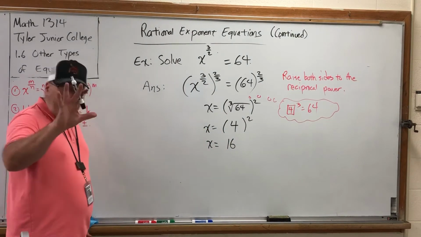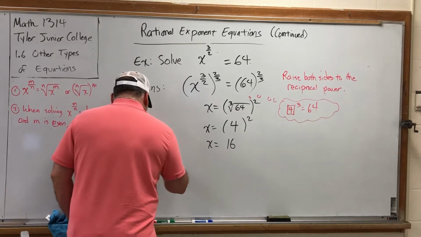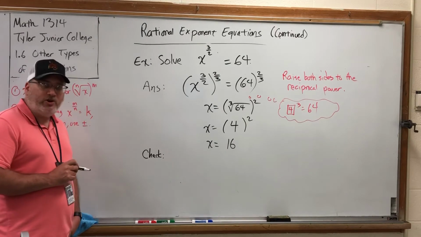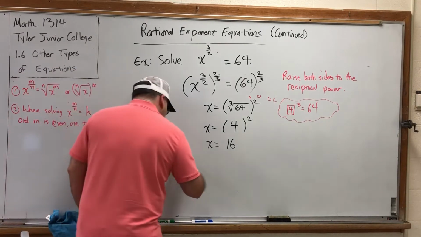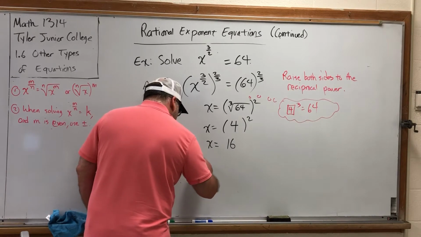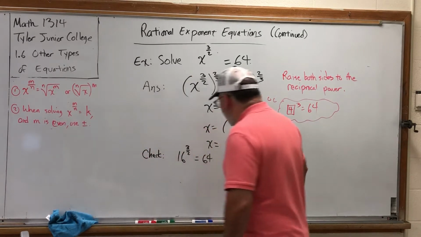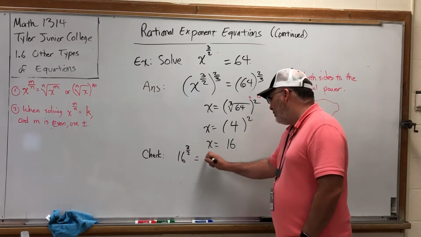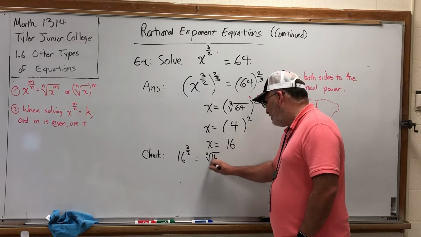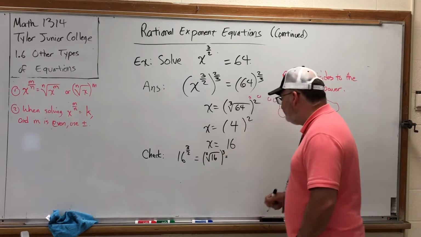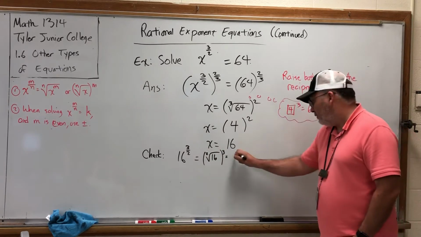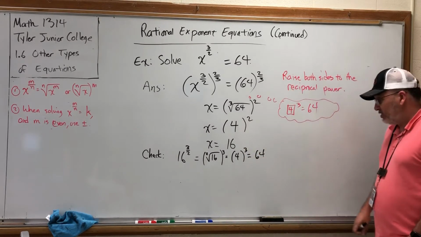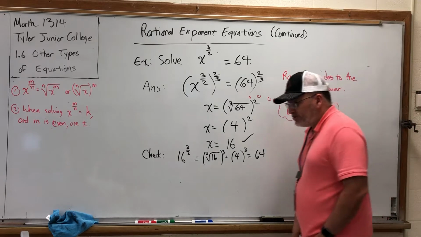But just, let's check our answer. To check the answer, we have to substitute 16 back into the original equation and see if it gives us 64. So 16 to the 3/2 power equals 64. Excuse me, we don't know that yet. We're checking that. To raise 16 to the 3/2 power means to set up the square root of 16 and then raise that answer to the 3rd power. The square root of 16 is 4. And 4 to the 3rd power, as we've already established, is 64. So yes, 16 is a solution.